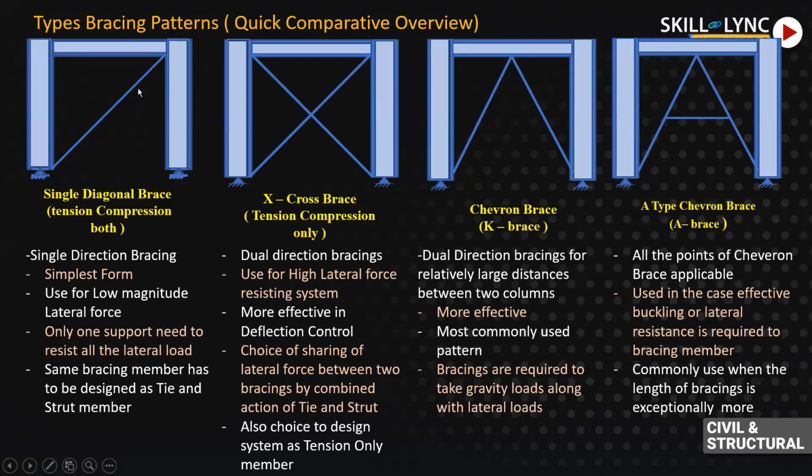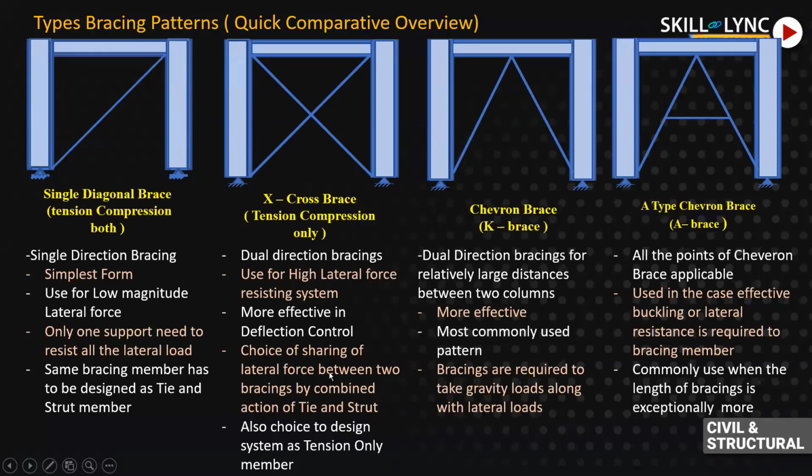So here the same brace should be designed as a tension tie member and strut member. Going to the second type, it is a dual direction bracing that we have discussed, used for high lateral force resisting system. Obviously, there is an advantage because you are utilizing the tension capacity only. Steel is very good in tension. It can take high lateral force and is very effective in deflection control.